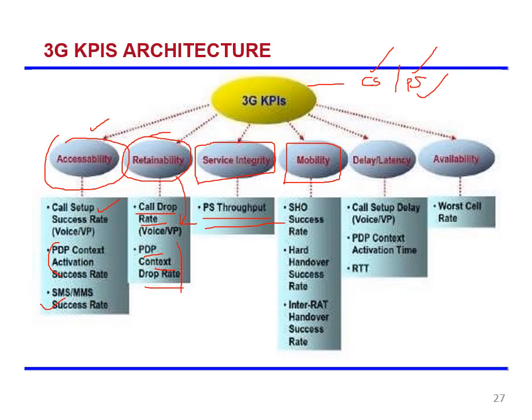So the success rate should be as high as possible. SHO means soft handover success rate. When you are handing over between the same frequency, in WCDMA SHO is used. When the frequencies are changed, it's called hard handover success rate. So whenever there is a handover from one frequency to another frequency, it's called hard handover.